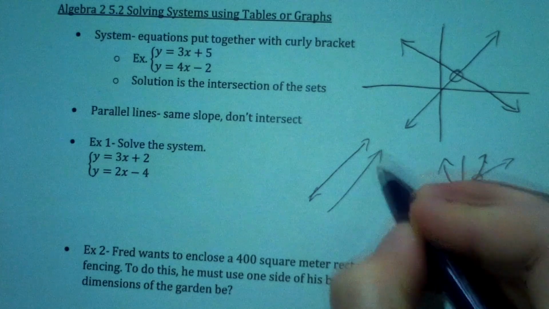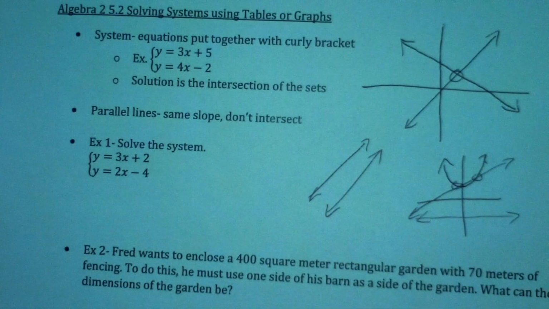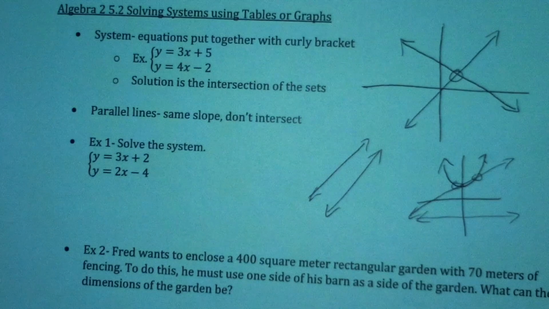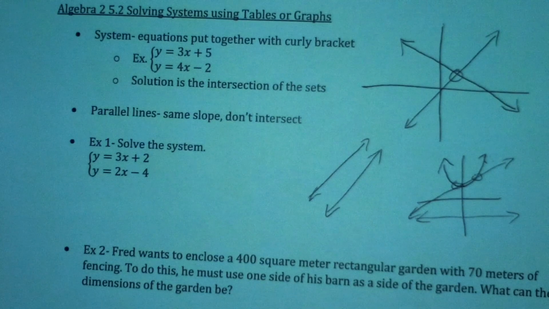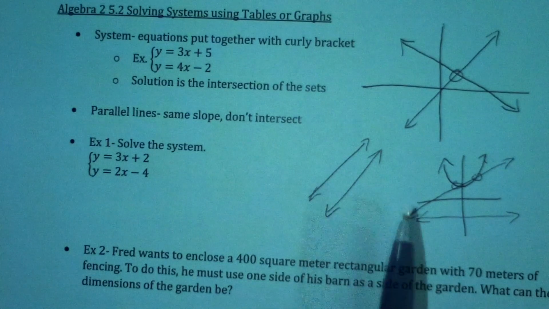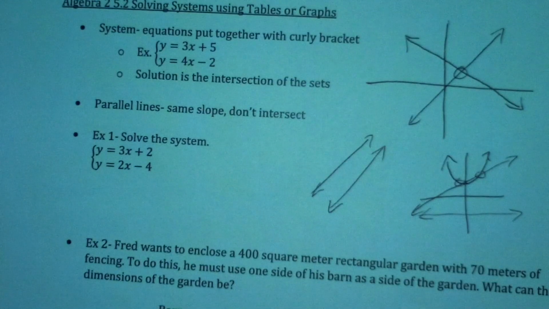No. So what would happen on the calculator if you tried to find the intersection and they were parallel is it's going to give you an error, because you're asking for where they intersect, and if they don't intersect, it doesn't know what to do, so it gives you an error. If you use your graphing calculator and it gives you an error, it's more than likely because they don't cross and they're parallel lines.